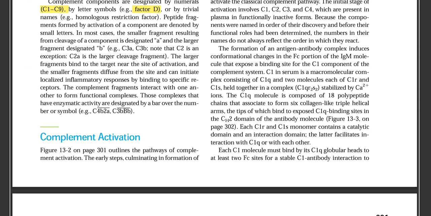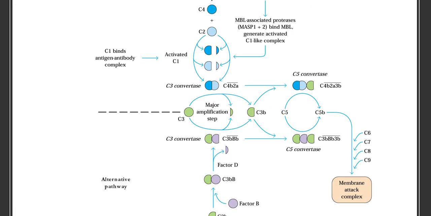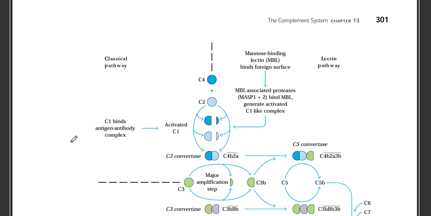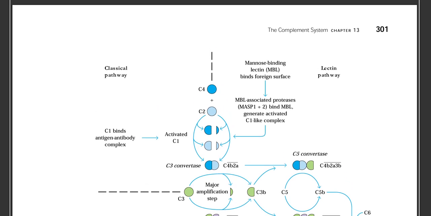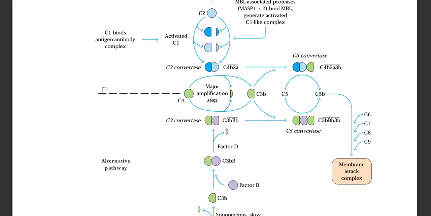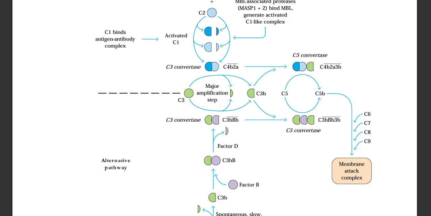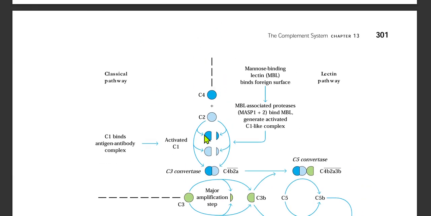Now we have to discuss the three major pathways of complement activation, and here is the clear-cut diagrammatic view of how these complement pathways get activated. These complement pathways are of three types: one is the classical pathway, one is the lectin-mannose pathway, and the last one is the alternative pathway. Now we have to discuss the three of them in detail, starting with the classical pathway first.